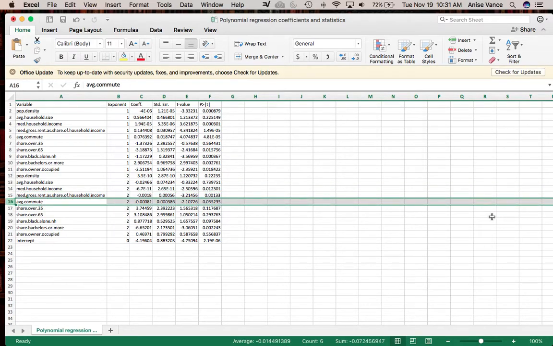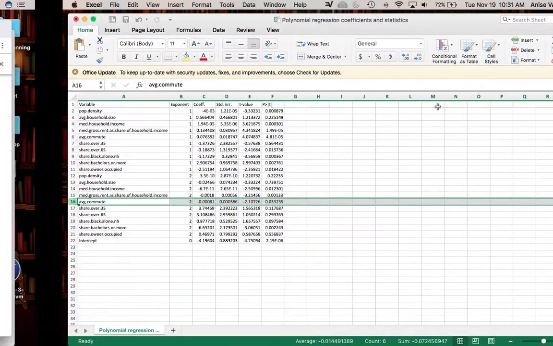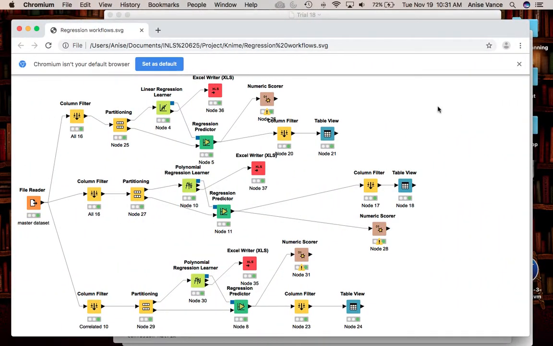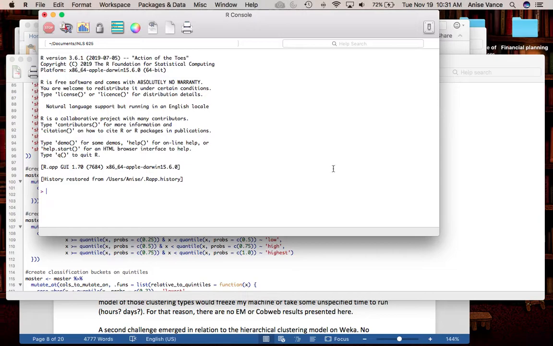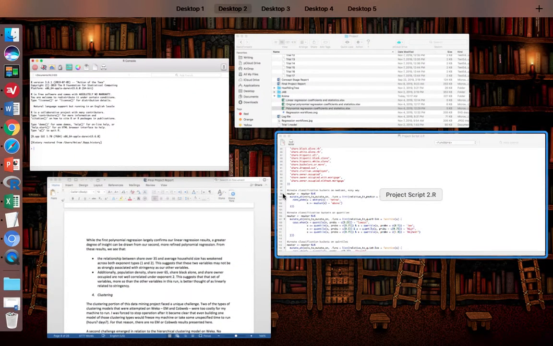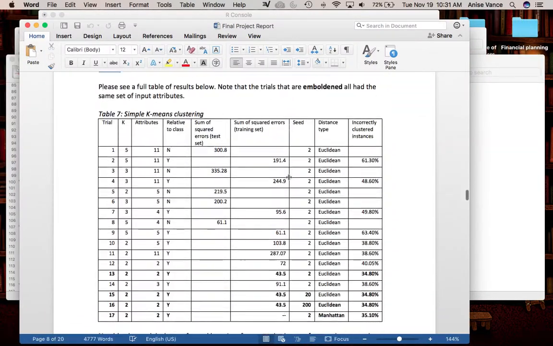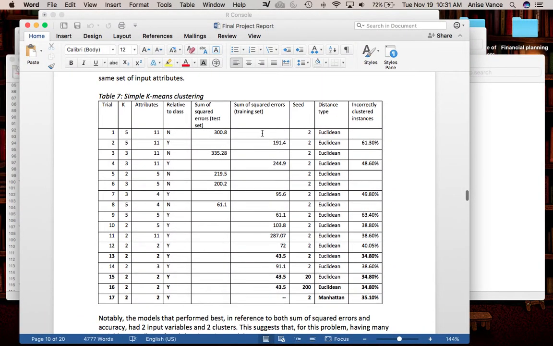Okay, cool. So from there, we're starting to have a much better understanding of our different variables here. And so the final thing that I did was a k-means clustering. So here's the results table of the k-means clustering. And what I did was I started with a k of 5. And then as I lowered the k, I noticed that I was starting to get a lower rate of incorrectly clustered instances, which was really great.